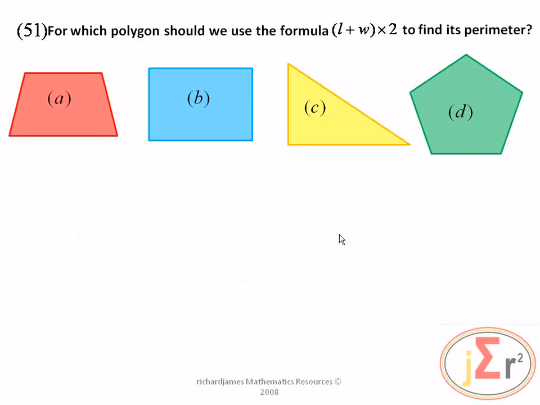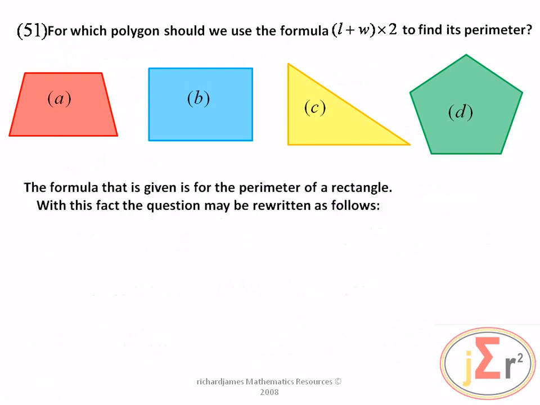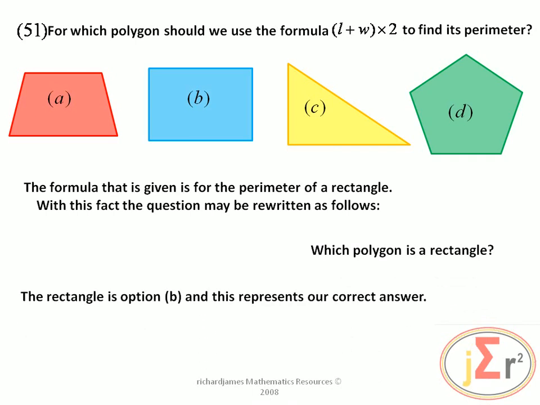For which polygon should we use the formula L plus W multiplied by 2 to find its perimeter? The formula that is given is for the perimeter of a rectangle. With this fact, the question may be written as, which polygon is a rectangle? Because the formula is the one that pertains to a rectangle. So which polygon is a rectangle? The rectangle is option B, and this represents our correct answer.